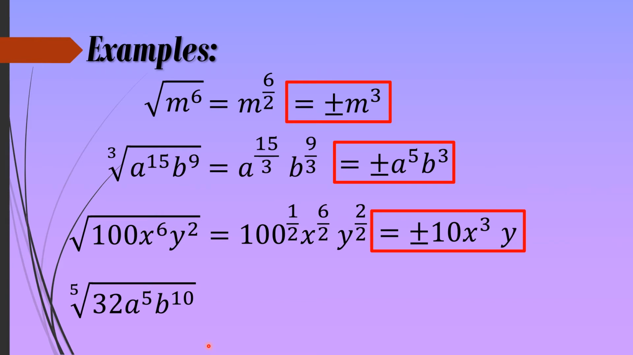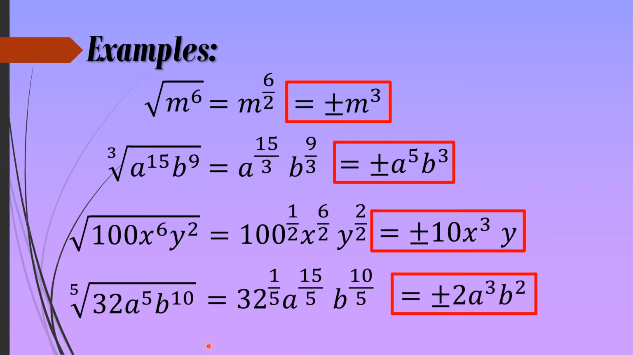Another, fifth root of 32 a to the fifth power b to the 10th power. So this will now become 32 raised to 1/5, a raised to 15 over 5, and b raised to 10 over 5. So the final answer is positive or negative 2 a cubed b squared. 32 raised to 1/5 is 2. And then for a, 15 divided by 5 is 3, and 10 divided by 5 is 2. It is because 2 times 2 is 4, times 2 is 8, times 2 is 16, times 2 is 32.